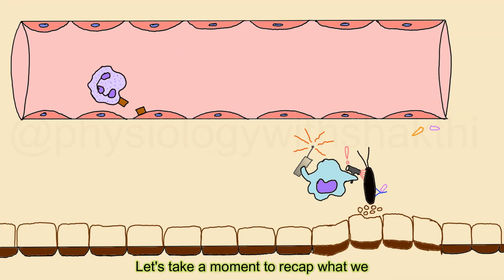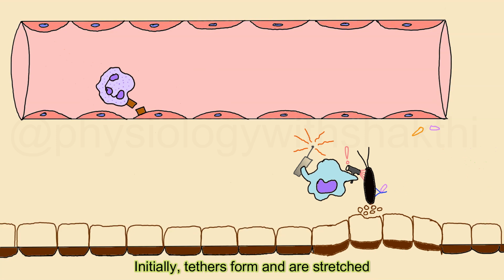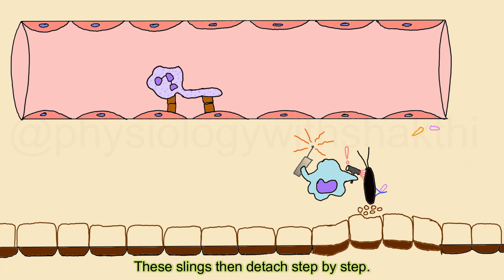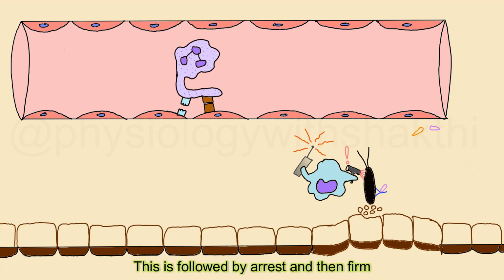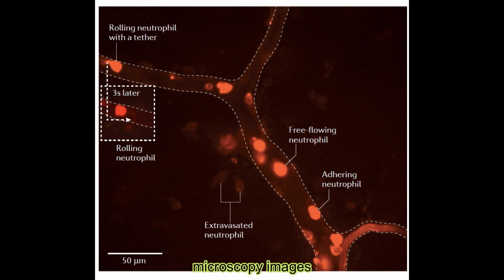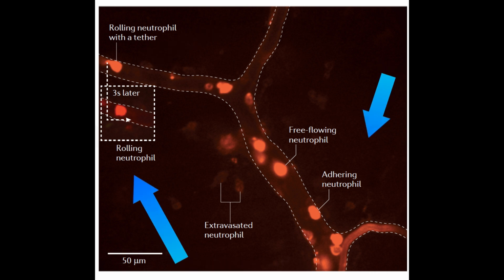Let's take a moment to recap what we covered so far. Initially, tethers form and are stretched into slings. These slings then detach step by step. This is followed by arrest and then firm adhesion. What you're seeing here are intravital microscopy images that capture the actual process, how neutrophils tether, roll, and ultimately adhere.